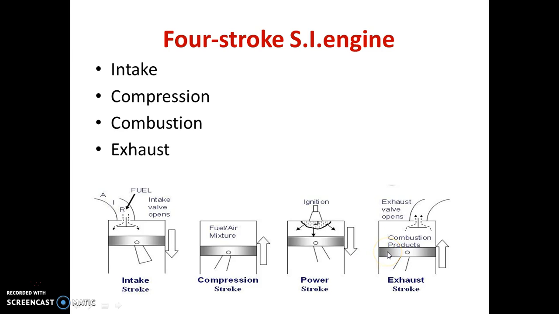Whereas in case of exhaust stroke, the exhaust gases produced during the combustion process are expelled out of the combustion chamber by using exhaust valve, during which the piston moves from bottom dead center to the top dead center. So this is all about the 4-stroke SI engine working.